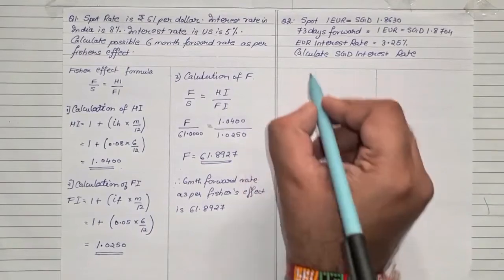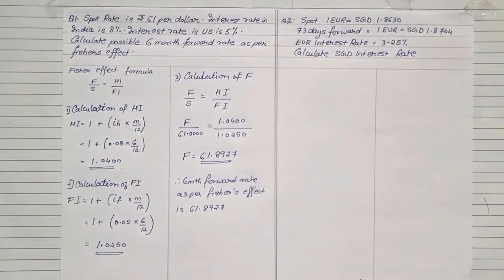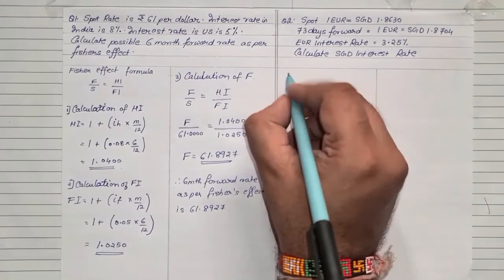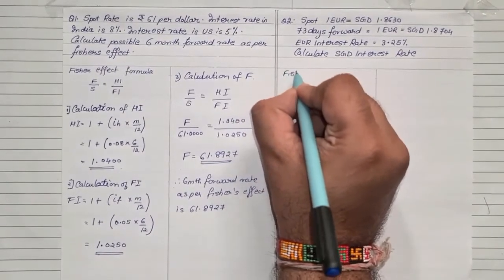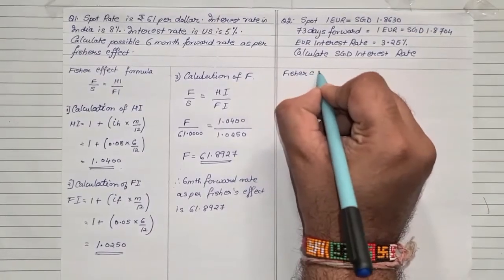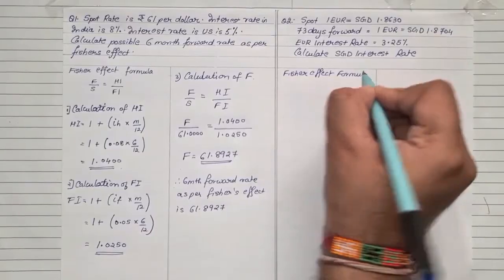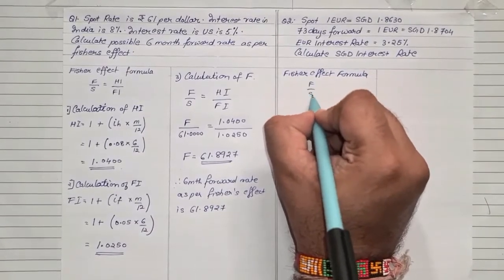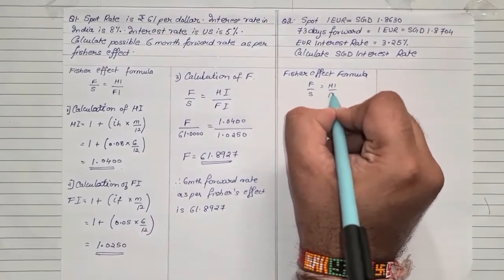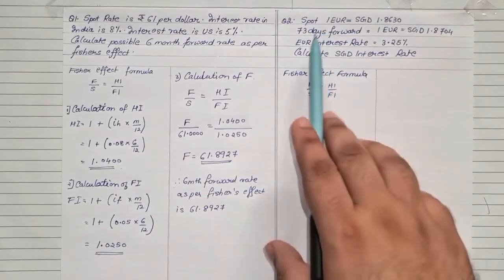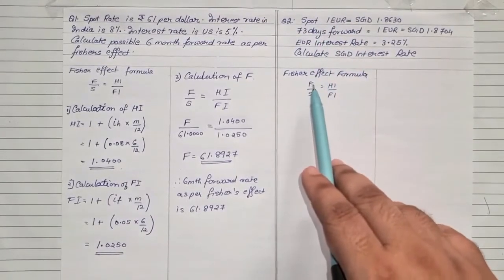Okay, so now let us see how you can go about with this particular sum. Let us see how to solve this one. Very important sum this is. Again, as we know, as per Fisher effect, the formula is F upon S is equal to HI upon FI. Spot rate is given. Forward rate is also given.